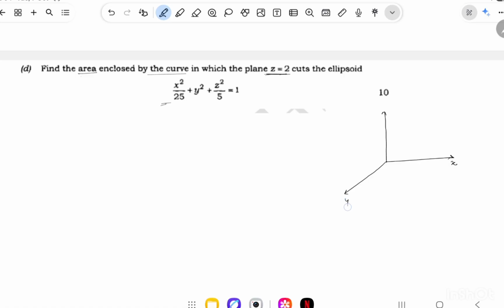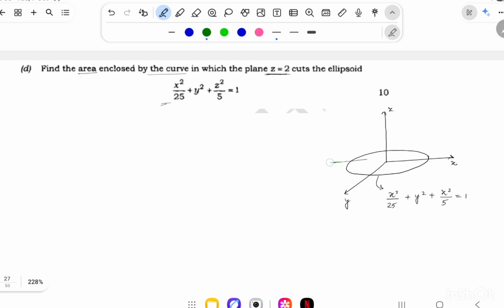Let's assume it has x-axis, this as y, and this as z-axis. So for example, let us assume that this represents our ellipsoid given by this equation, x square by 25 plus y square plus z square by 5 equals 1. Now we are supposed to find the area enclosed by the curve which the plane z equals 2 cuts on the ellipsoid. So let's assume that this is the plane z equals 2.